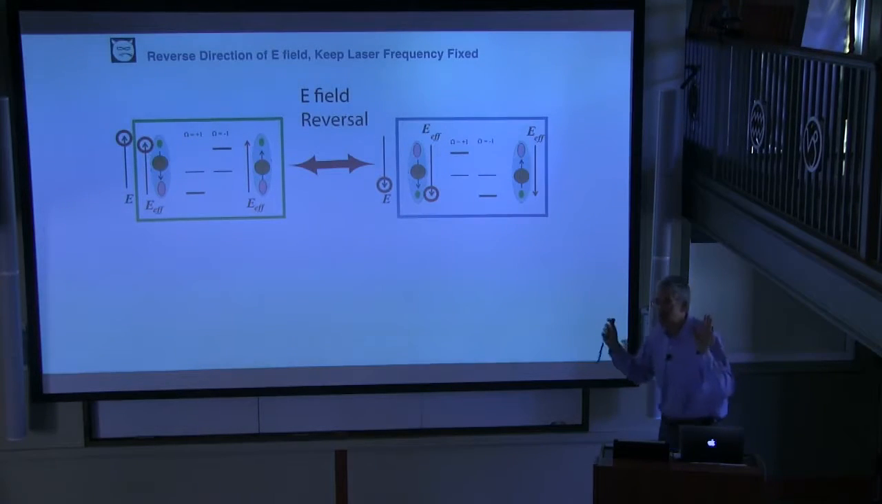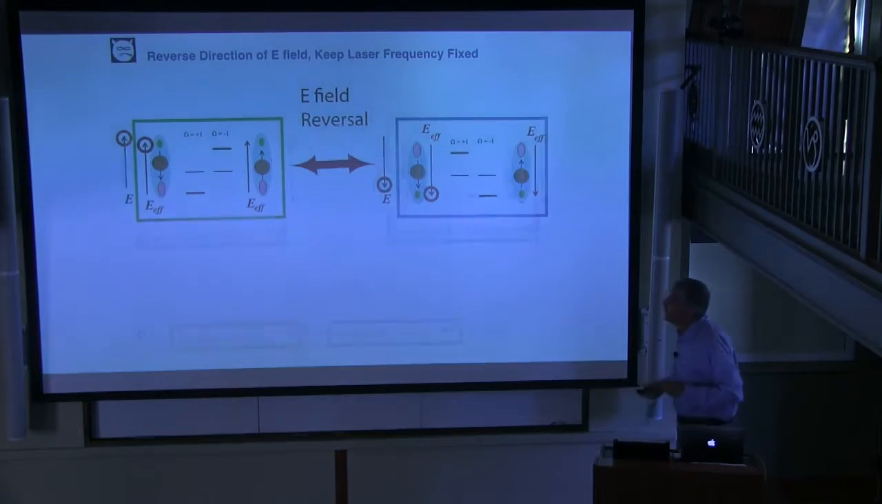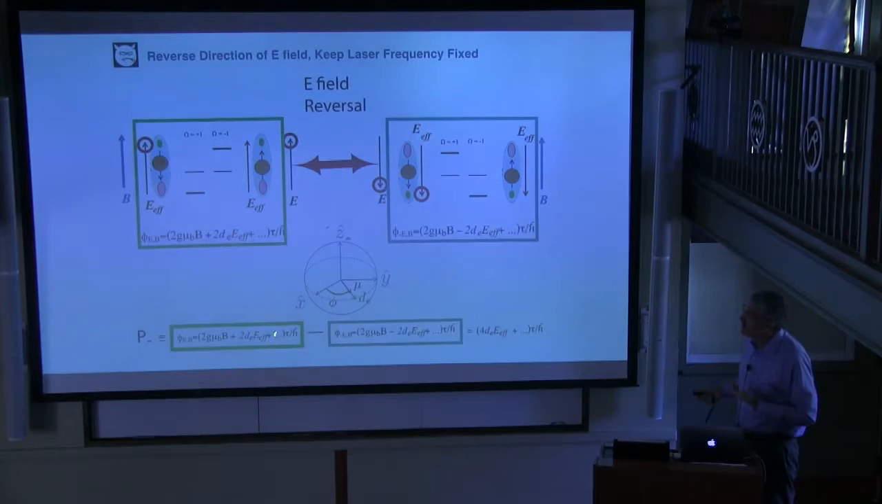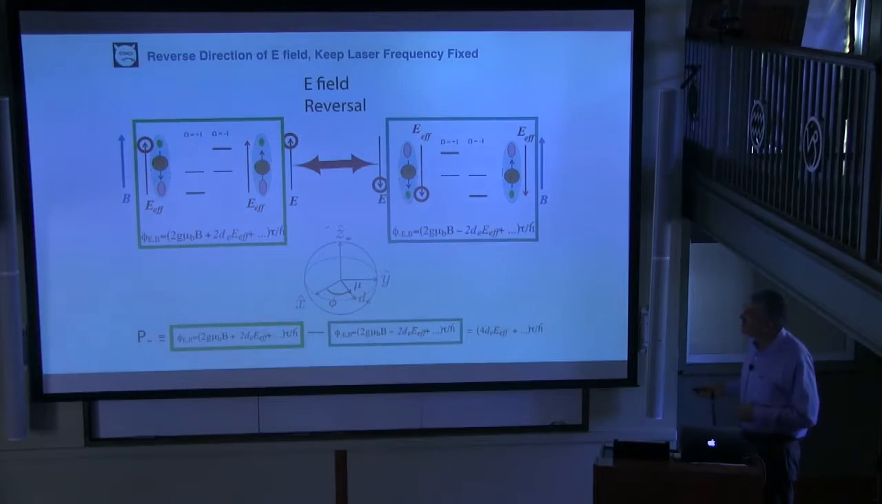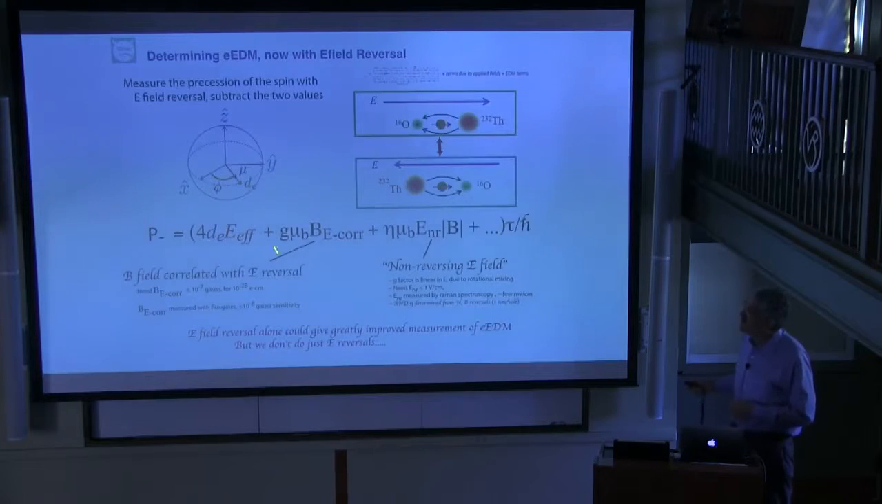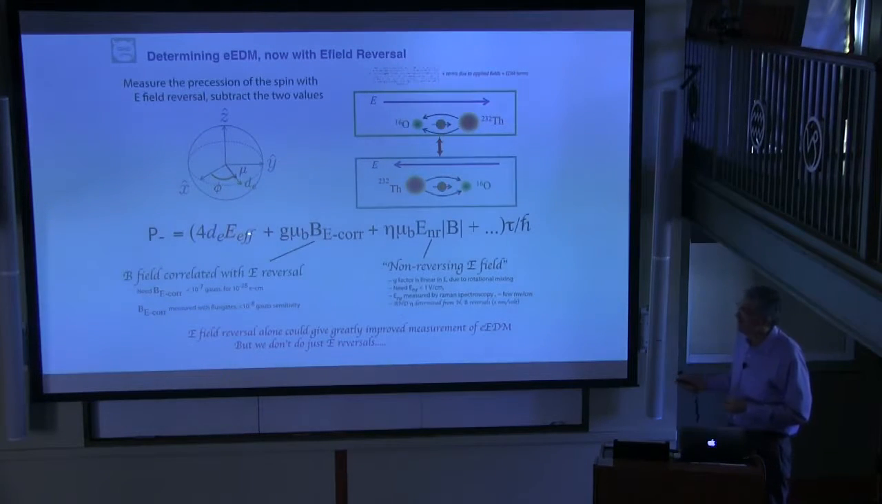So now, from this point forward, you just have two configurations. Here's the spin, here's the electric field. You do the experiment this way and do the experiment that way. And you measure the phase precession of the electron. You subtract those two to create this thing, which is called P minus, what we call a parity sum. And in this parity sum, the leading term, we hope, will be this electric dipole moment of the electron times the effective electric field.